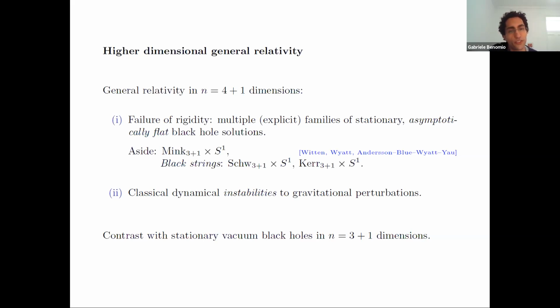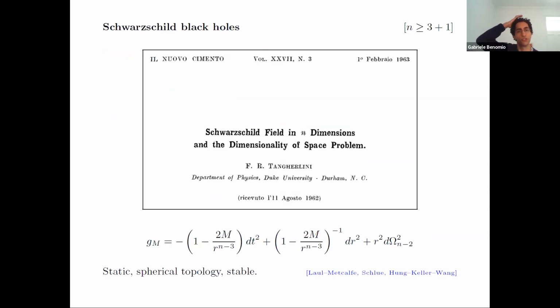The second new interesting feature is that some of these new families of stationary asymptotically flat black holes are expected to be classically unstable to gravitational perturbations. This should be contrasted again with the expected stability of the Kerr family in 3+1 dimensions. To try to get a better understanding of these two new features, let me show you some examples of these high dimensional families and tell you their expected dynamics for nonlinear evolution. The most elementary extension of 3+1 dimensional black holes to higher dimensional black holes is the family of n-dimensional Schwarzschild black holes.